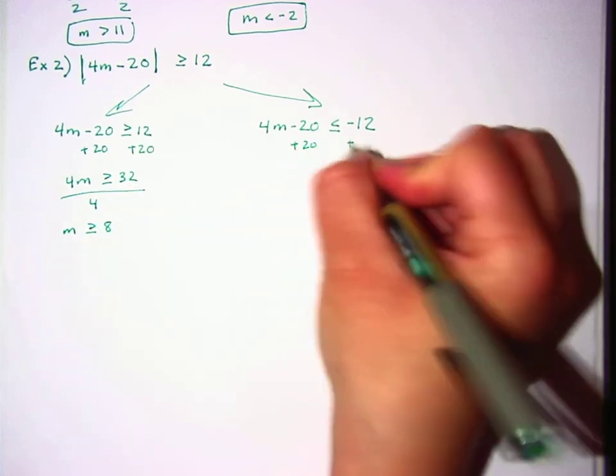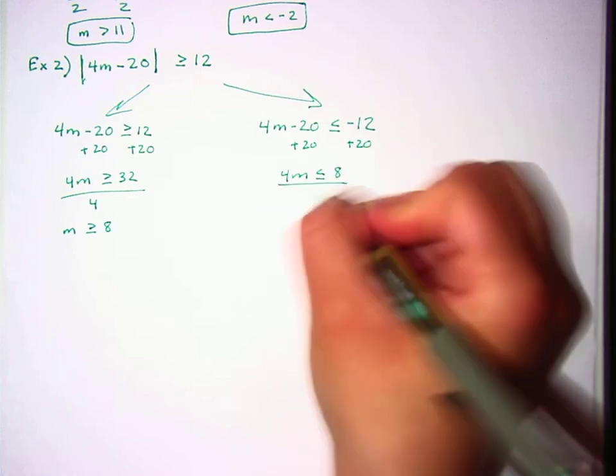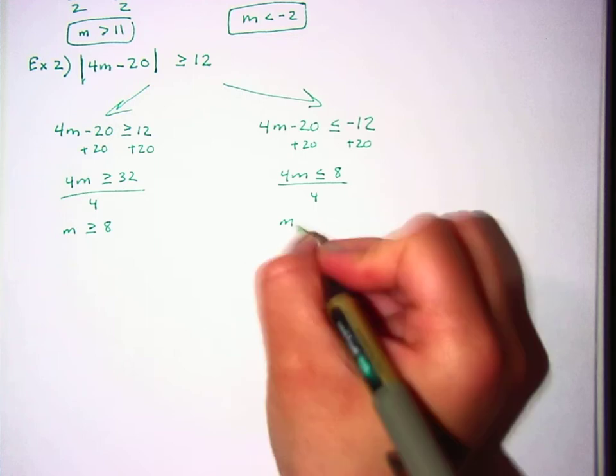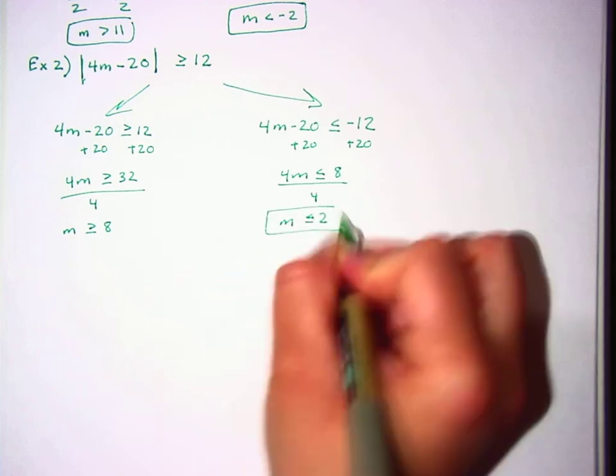And here, add 20 to both sides. I get 4m is less than or equal to 8. Divide by 4. Don't switch the sign because it's not a negative 4. It's less than or equal to 2. So here are my two answers.